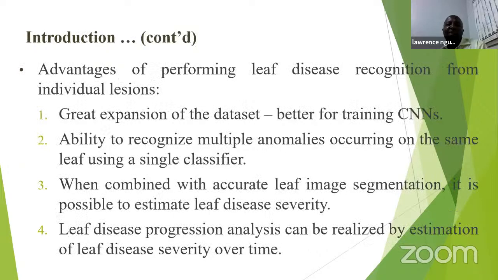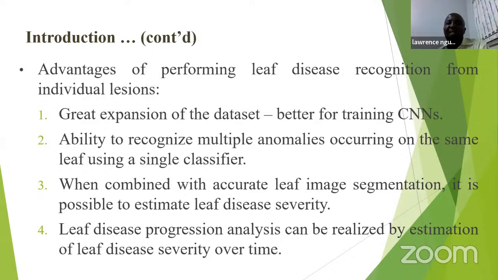So the advantages of performing leaf disease recognition from individual lesions are, one, you have a great expansion in the data set, which is better for training the CNNs, because one leaf can contain, let's say, maybe 50, even up to 200 lesions. So when it comes to training the classifier, there's more data available to train that classifier.